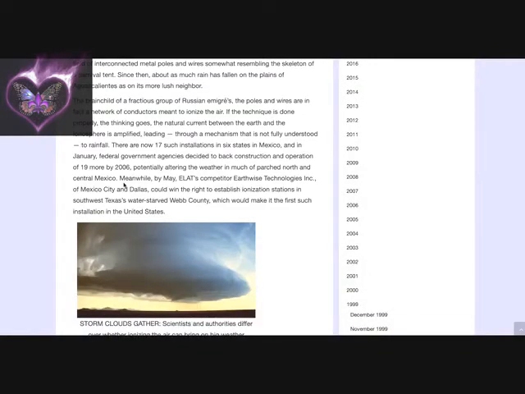If the technique is done properly, the thinking goes, the natural current between the Earth and the ionosphere is amplified, leading, through a mechanism that is not fully understood, to rainfall.